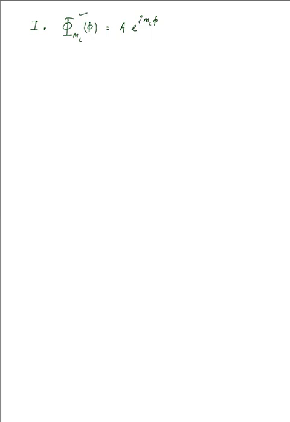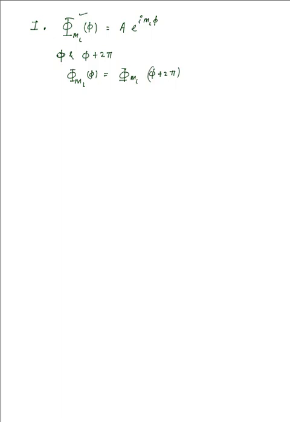And it is evident that for the azimuthal angles, phi and phi plus 2 pi are actually the same angle in a given three-dimensional space. So it must be true that we have phi ml of phi to be equal to phi ml of phi plus 2 pi.